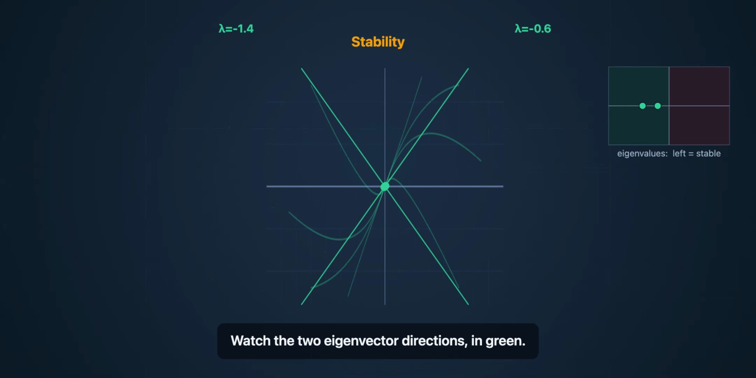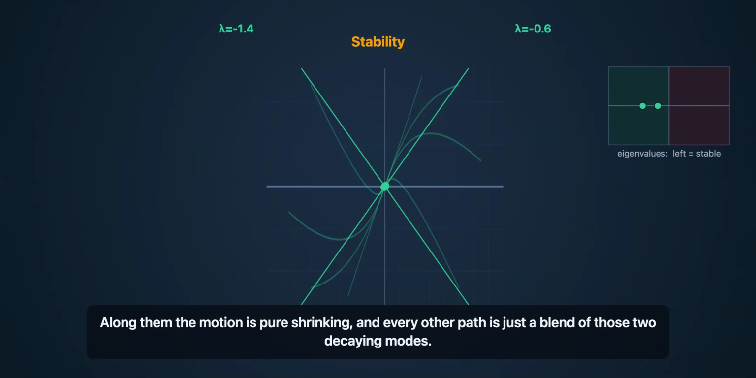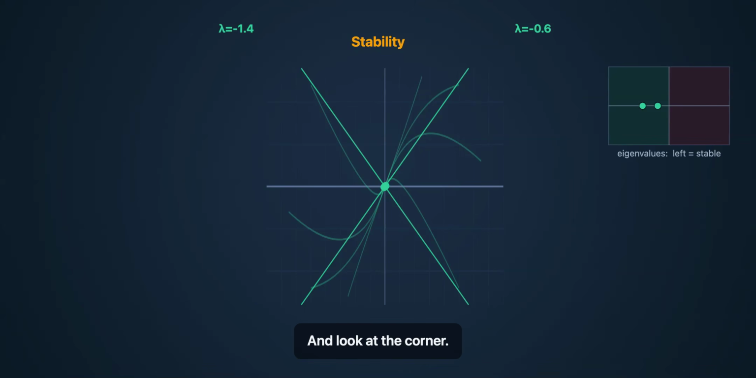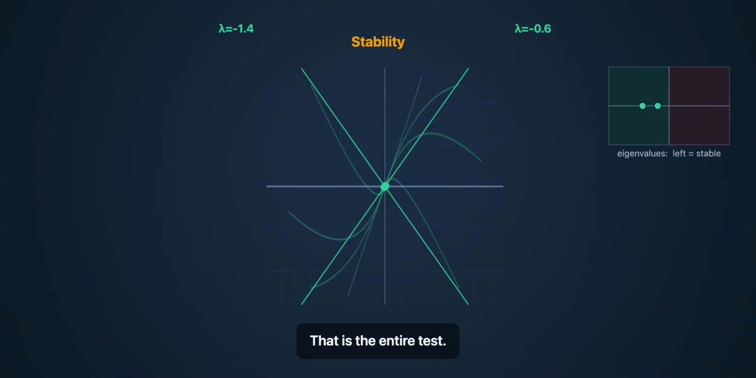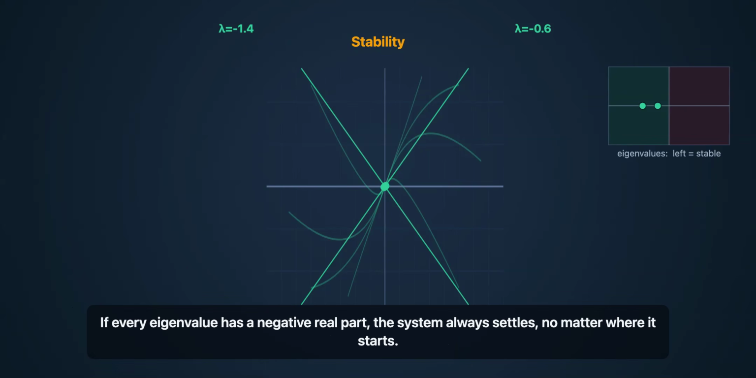Watch the two eigenvector directions in green. Along them, the motion is pure shrinking, and every other path is just a blend of those two decaying modes. And look at the corner. Both eigenvalues sit in the left half of the plane, the stable region, because a negative real part means decay. That is the entire test. If every eigenvalue has a negative real part, the system always settles no matter where it starts.